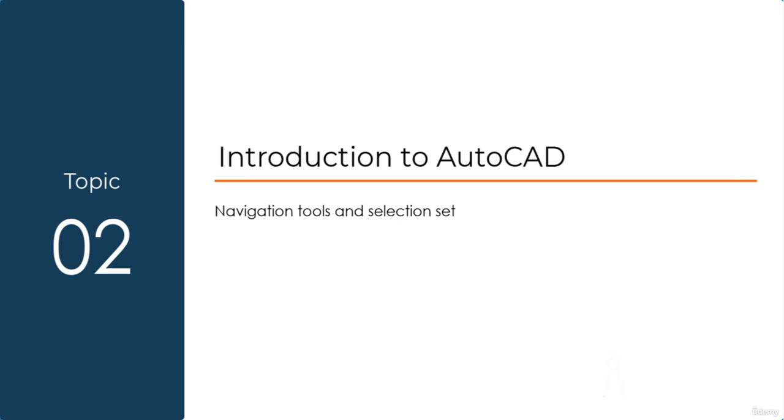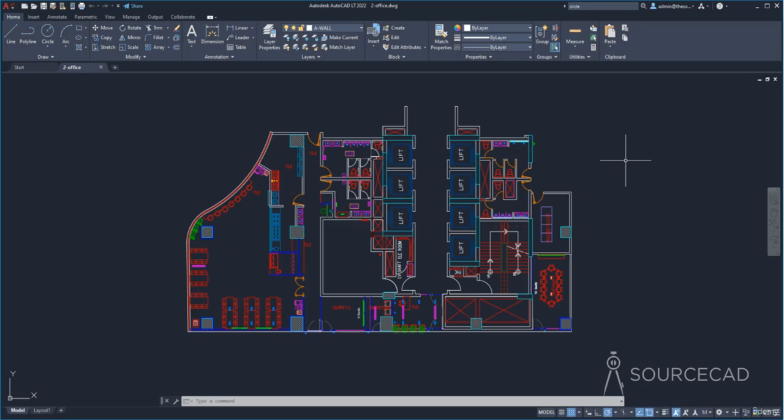So now let's talk about the navigation tools. Now for AutoCAD, I'll highly recommend that you use at least a 3-button mouse with left click, right click, and a middle scroll wheel with click function. Now if you don't have it, if you are using it on a laptop, then also I'll recommend that you attach a mouse with your laptop and use this software with at least a 3-button mouse.